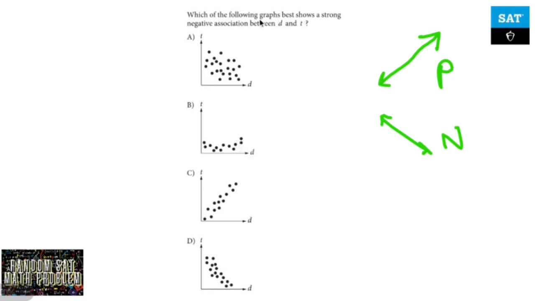But the only two negative associations that I see are A and D. A is probably going down and to the right. D is definitely going down and to the right, which means D is my strong association or my strong correlation. A would be weak because the dots, yeah, I could tell that that's negative, but the dots really aren't that close to a line of best fit that I could put here. In this case, I could definitely put a line through many of these dots and have the dots surrounding it make sense. That's my strong.